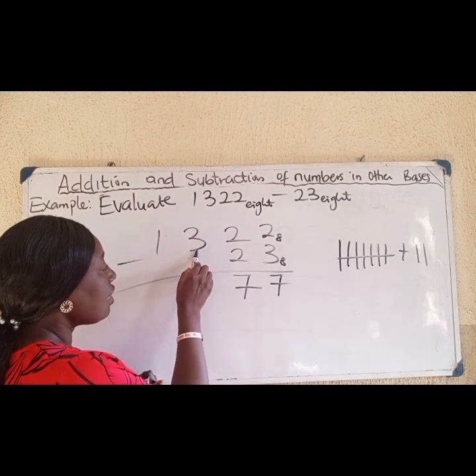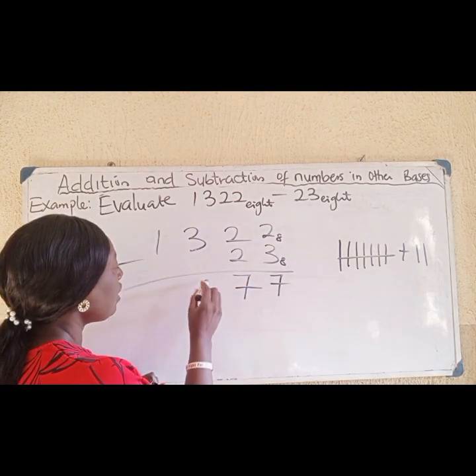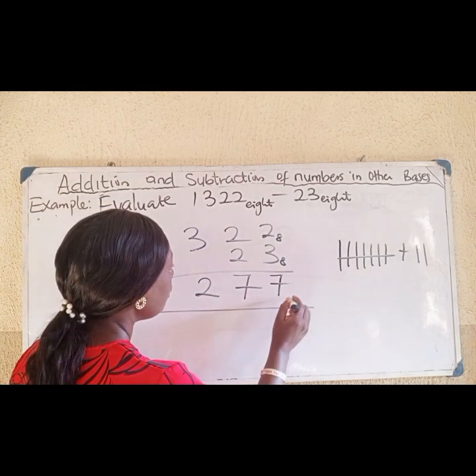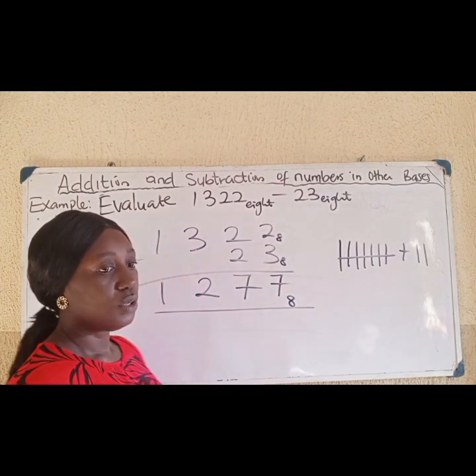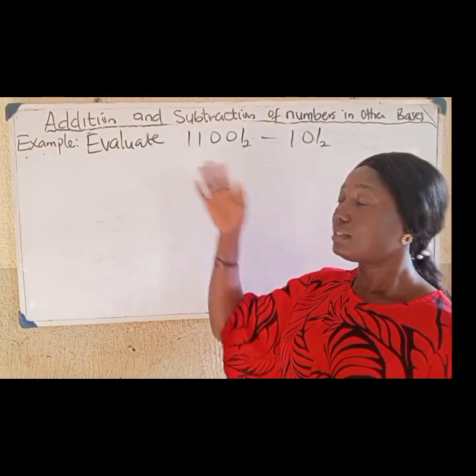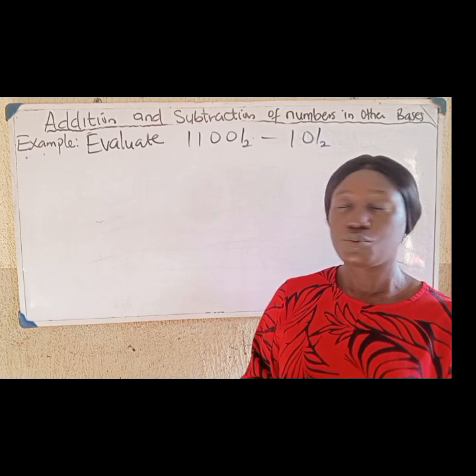Then what is remaining here is what? 2. There is no number here, I'll bring down 2. There is no number here, I'll bring down my 1. I'll put my base, which is base 8. I hope it's clear. Let's also see one more example on subtraction.